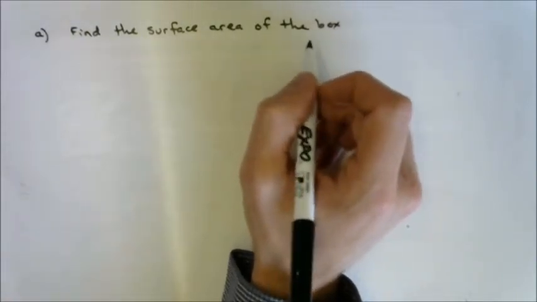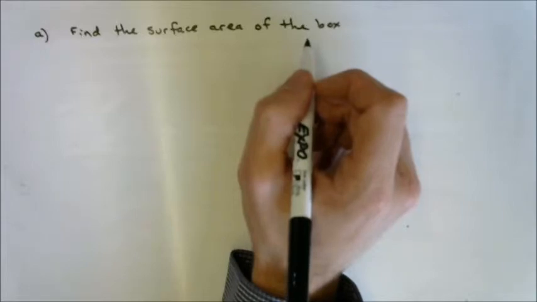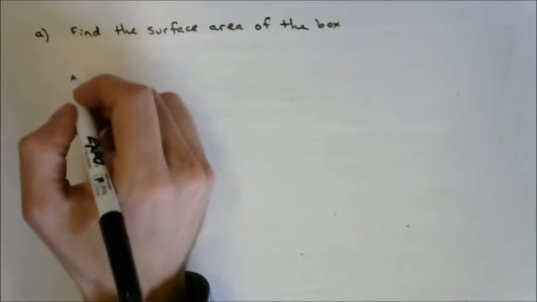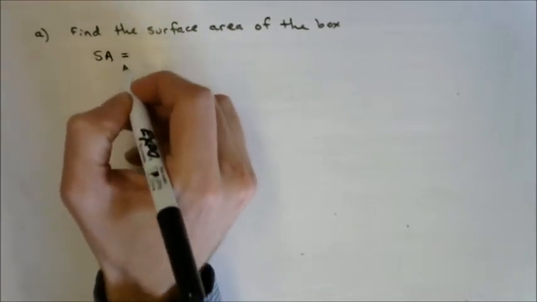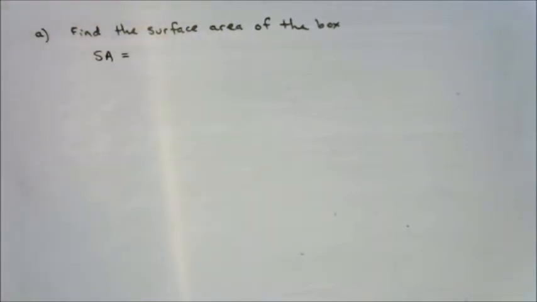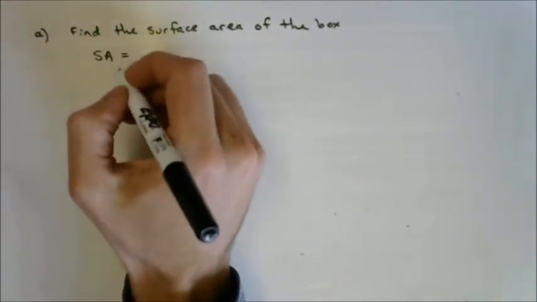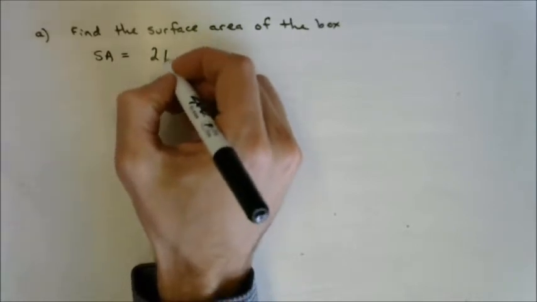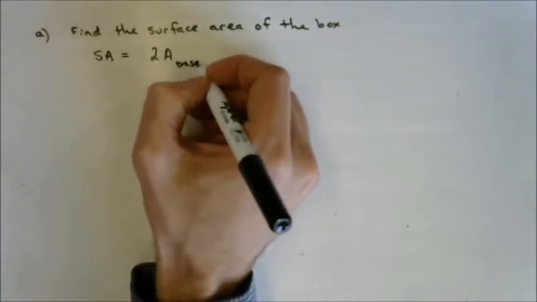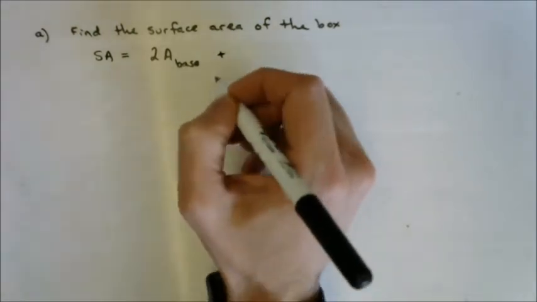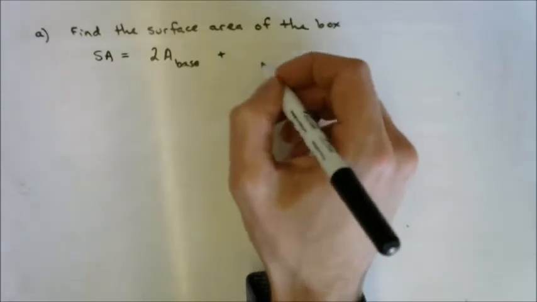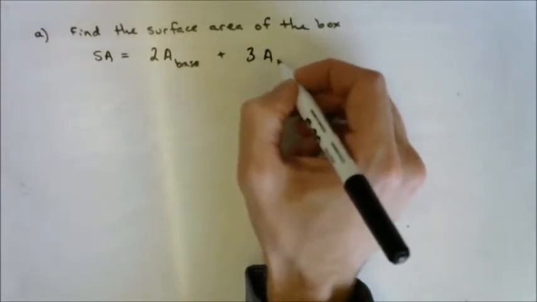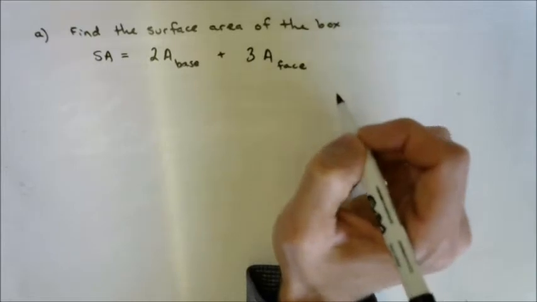All right. What are we going to do first? First, we need the surface area. In order to get the surface area, what parts are involved? How many bases are there? One. So we're going to have 2 times the area of the base. And how many lateral faces are there? 3. There are 3 lateral faces, so we're going to have 3 times the area of a face.